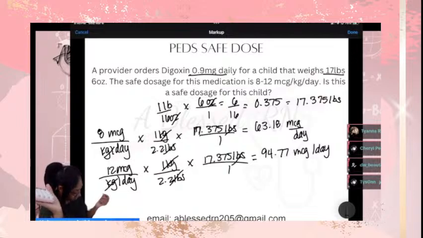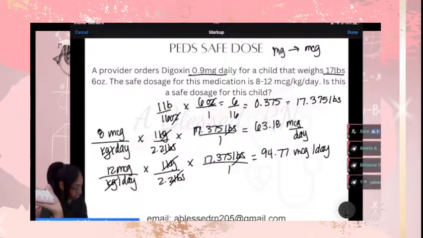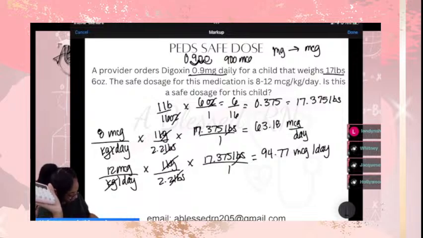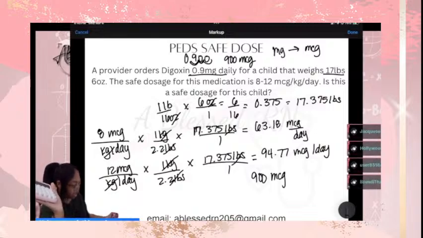So I'm going from a mighty unit, a big unit, to a smaller unit, which is a milligram to a microgram. So we'll do might to slight. That's going to be 3 spaces to the right. So it'll be 0.9, 1, 2, 1, 2, 3. So that's going to be 900 micrograms. So 900 micrograms has been ordered by the doctor.